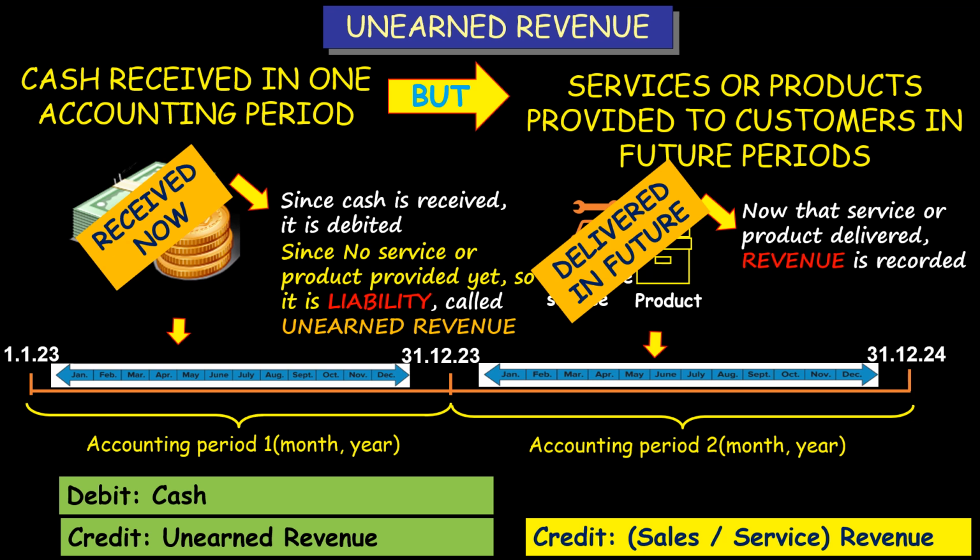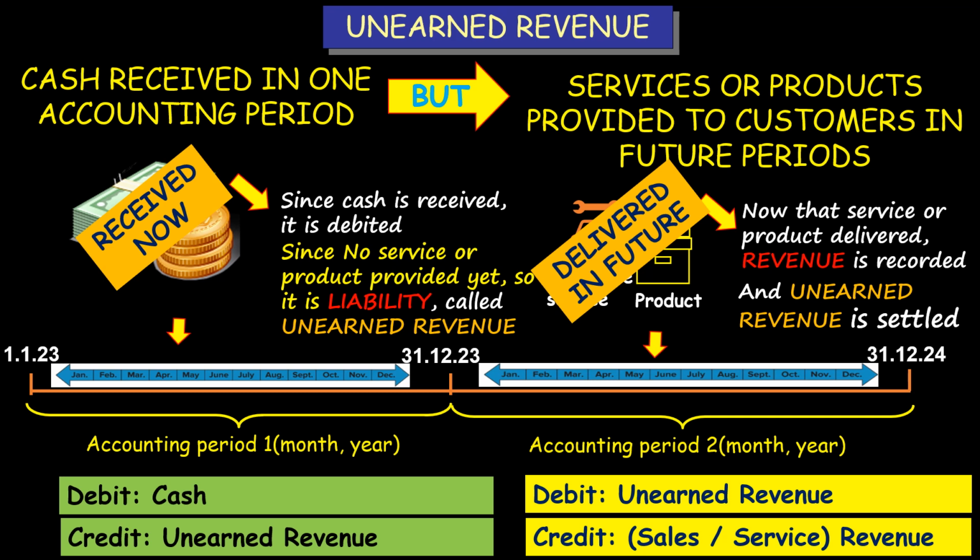And now that the business has provided a service or product to the customer, it no longer has an obligation to the customer. So that obligation of unearned revenue now is going to decrease and finish. So we are going to debit unearned revenue.